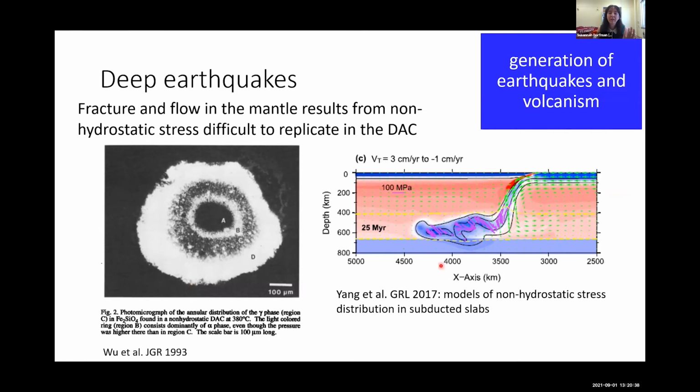What I'm showing here on the right is an image of a model that attempted to determine the magnitudes of non-hydrostatic stress that are actually present in subducted slabs. And you're seeing here that these purple bars are on the order of 100 megapascals. So, this is at a level where we would like to be able to choose to select a 100 megapascal shear stress in the diamond cell.